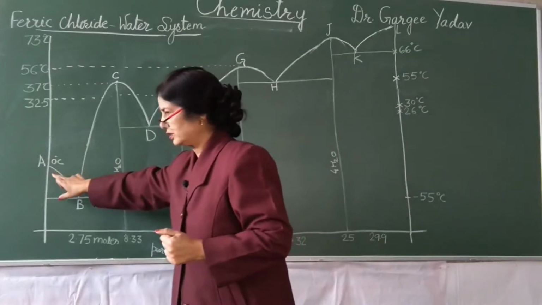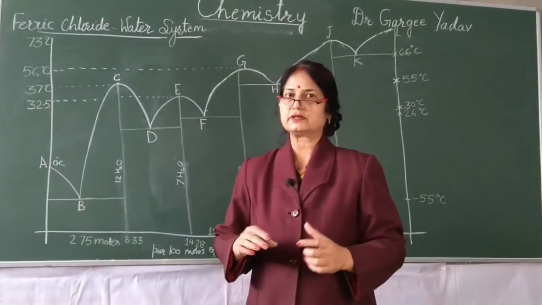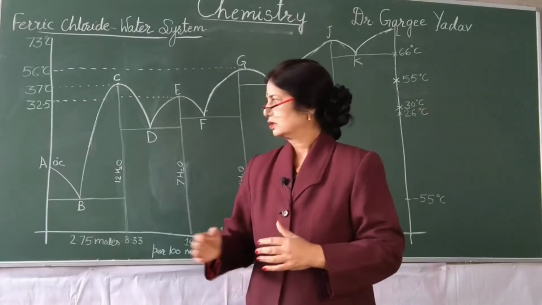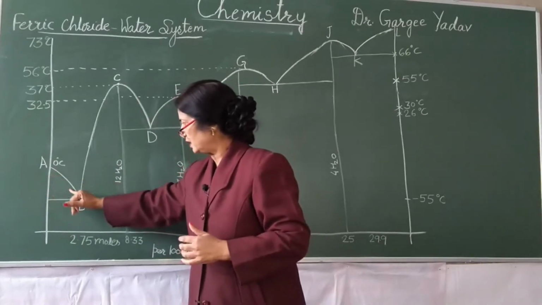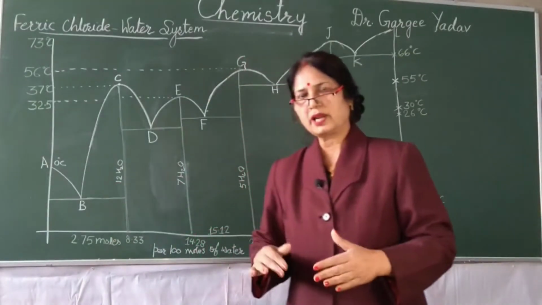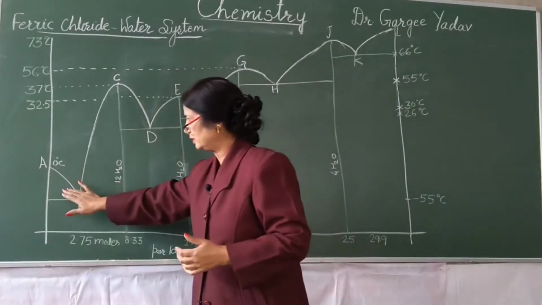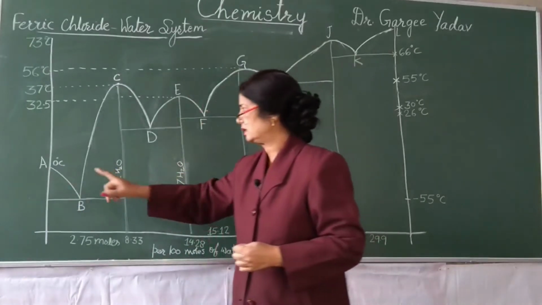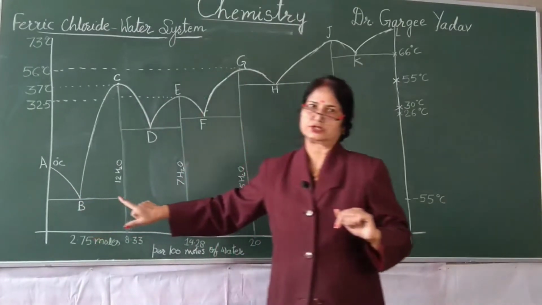The first point I would like to tell you about is A. So this is 0 degree centigrade, and you all know it is the freezing point of water, or we can say the melting point of ice. So A represents the freezing point of water, the melting point of ice, and this curve AB represents the freezing point of water to which more and more ferric chloride is being added. So when we add ferric chloride to it, the freezing point of water, or you can say the melting point of ice, is getting lowered with the addition of ferric chloride till point B is reached.